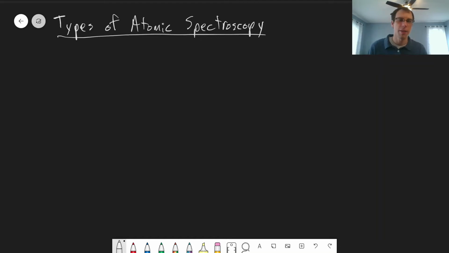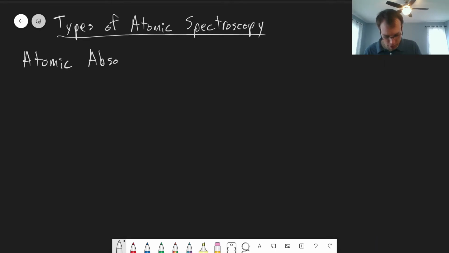So when looking at atomic spectroscopy, there's three common ways that atomic spectroscopy can be done, each slightly different in terms of the light source as well as what you're actually detecting. So I think the most common of the techniques, and the one that we have an instrument for here at Connecticut College, is atomic absorption spectroscopy.